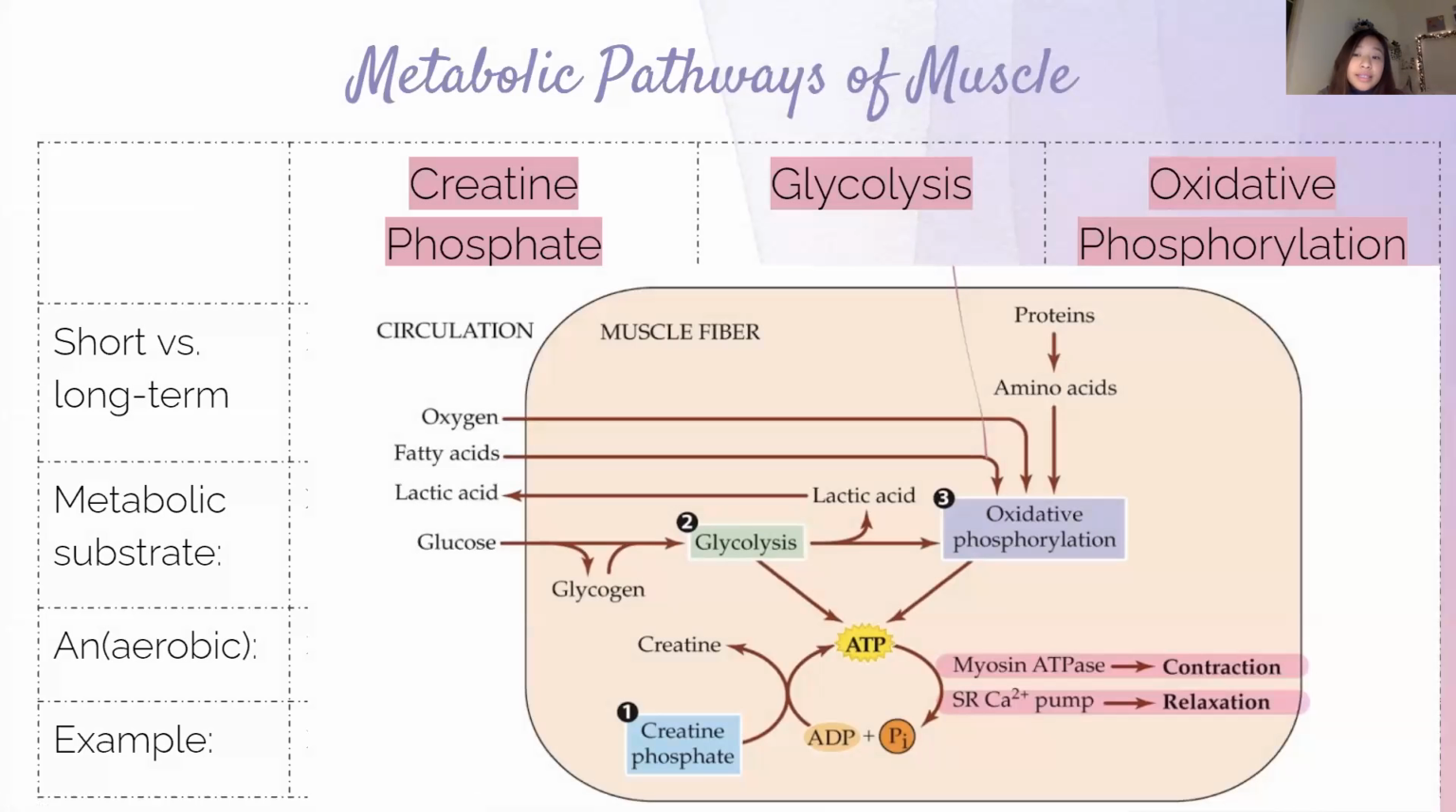All right, so these are the three metabolic pathways of muscles that I've placed on a table. So there's creatine phosphate, glycolysis, and oxidative phosphorylation. So ATP is the high energy phosphate molecule that's going to provide energy during exercise because it enables muscle contraction.